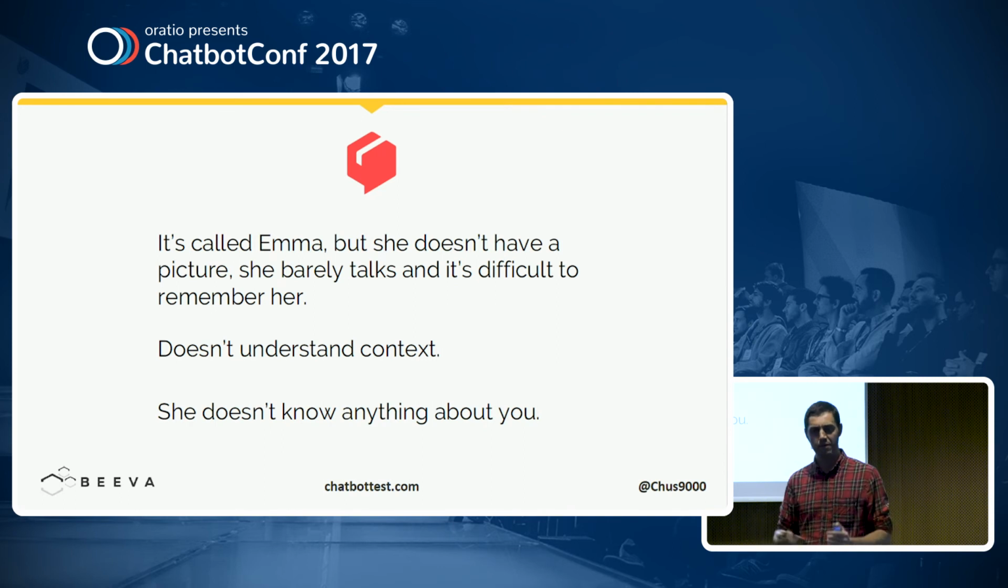She doesn't have a picture, doesn't have anything that reminds you of a chatbot. And she barely talks, so it's really difficult to see any sort of personality there and to empathize with anything like that. She doesn't understand context either, and she doesn't know anything about you. She doesn't know your name, your city, or what time it is for you, which is really valuable information she could be using to address better messages for you.